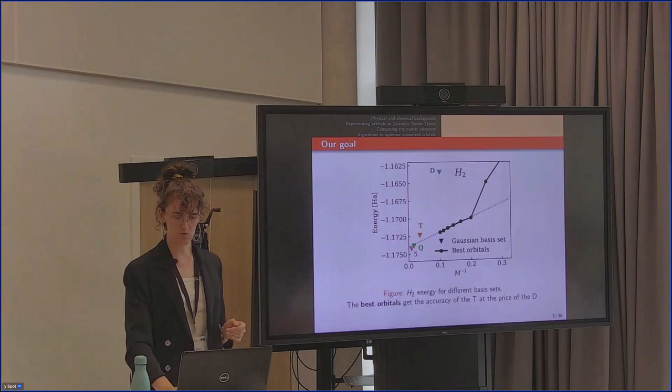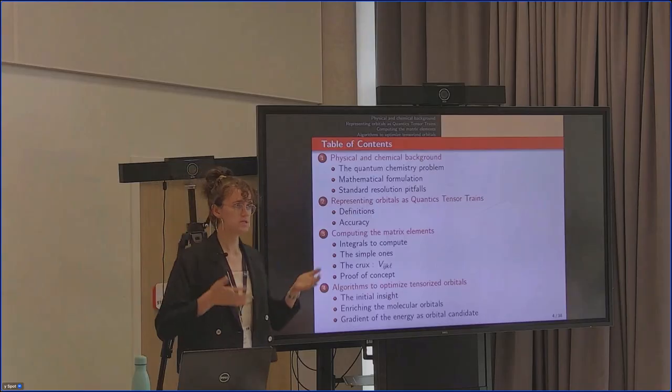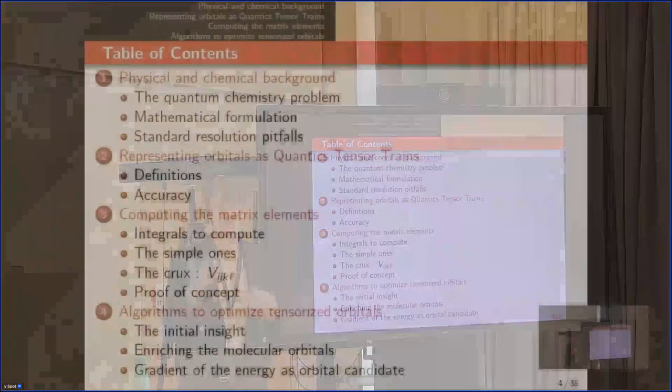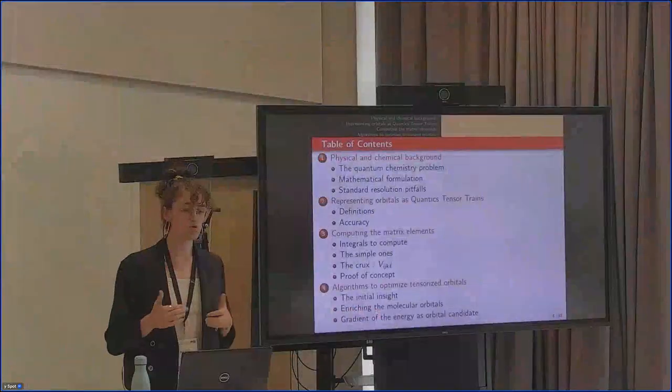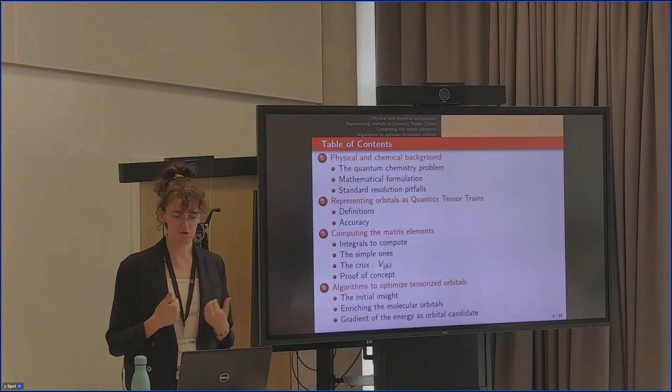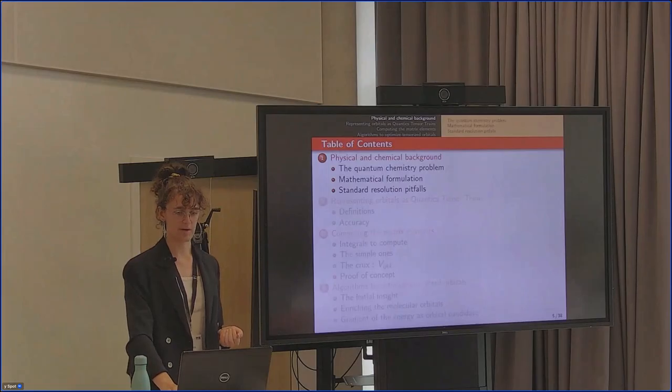Okay, now let's get into the depth of what this means and how it works. So first, I'm going to detail the physical and chemical background, what the problem is, how we formulate it in physics, and then we're going to see how we apply the QTT methods to this problem. Then we're going to see how we compute the matrix elements, how we use the QTT methods to compute integrals, and finally, what kind of algorithms we developed using these QTT objects to compute and make the best of quantic tensor trains. So let's start with the background.